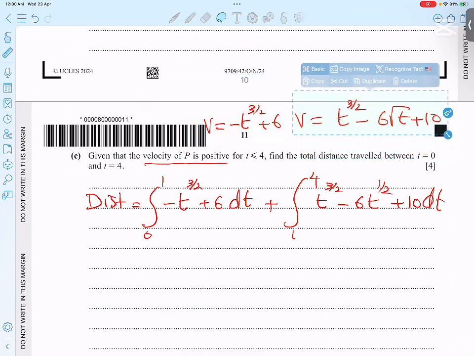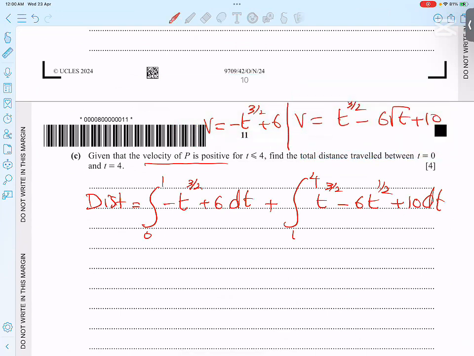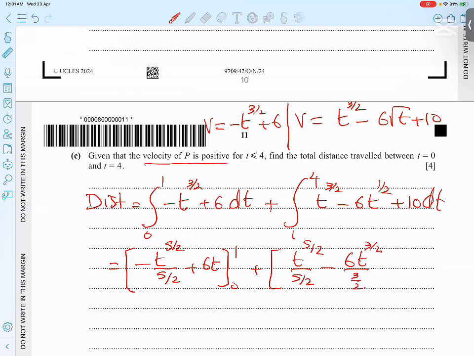Okay, I'm going to use it now. So what is the way? Increase the power by 1. This is already half, and this is 3 by 2. Increase the power by 1: 5 by 2 over 5 by 2, and 6 becomes 6t. The limit is 0 to 1. Plus, what about this? It is 3 by 2, add 1, so 5 by 2 over 5 by 2. And negative 6, increase, so 3 by 2 over 3 by 2. And 10 becomes 10t. And 1 to 4.